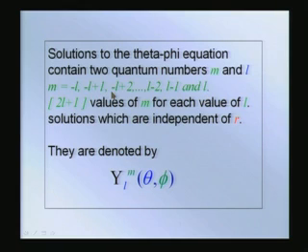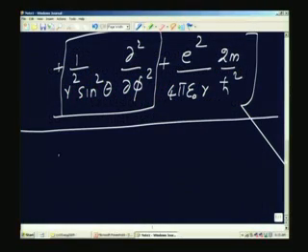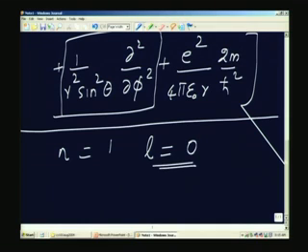Suppose you look at a solution corresponding to n equal to 1. The corresponding angular equation solution will contain only l equal to 0 up to n minus 1, which is 0 here. Therefore l equal to 0 is the only possible quantum number for that particular solution. And what are the corresponding m values? m is also from minus l to plus l, which corresponds to only 0.